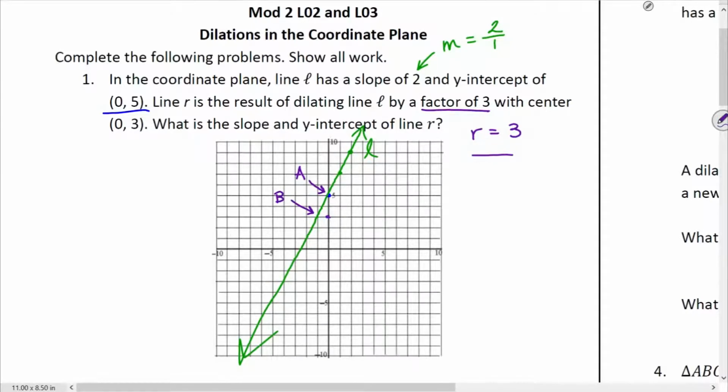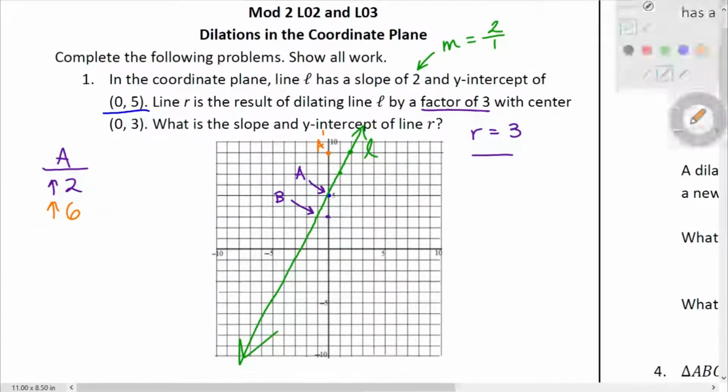Okay, so to get from the center of dilation to point A, I'm simply going up 2. And multiplying 2 times the scale factor 3, I'm going to go up 6. Because 2 times 3 is 6. So from the center, I'm going to go up 6: 1, 2, 3, 4, 5, 6, and this right here is A prime.